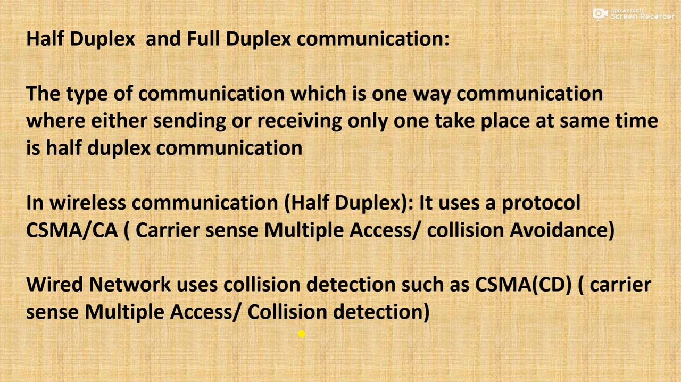ये होता क्या, कैसे होता? Type of communication which is a one-way communication, either sending or receiving, only one takes place at the same time is called half duplex. Half duplex हमने पढ़ लिया. ठीक है, एक simultaneously एक साथ होता है, जिसमें walkie talkie एग्जांपल.